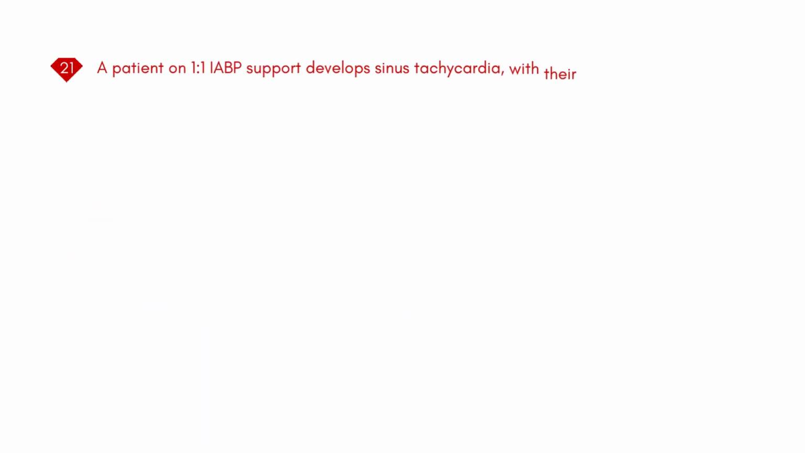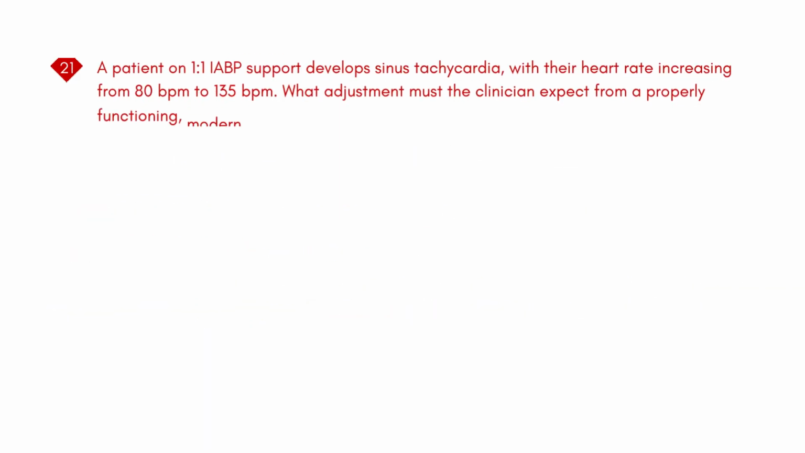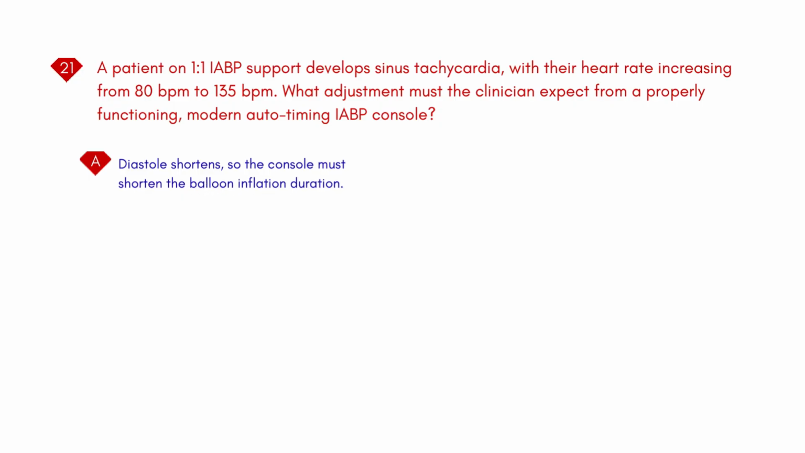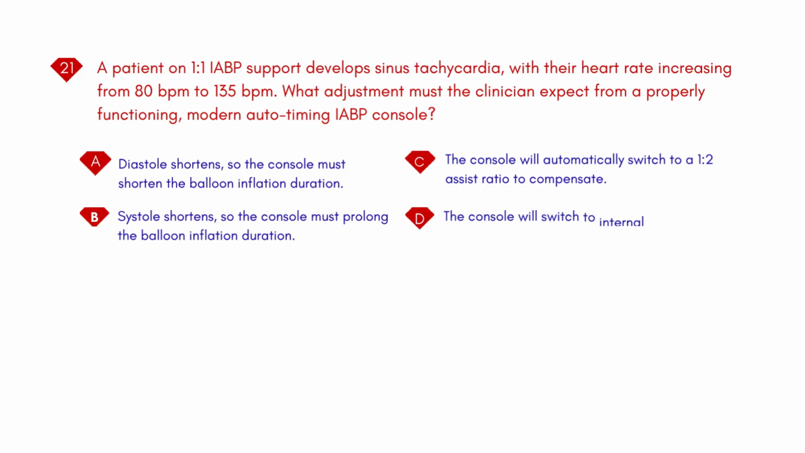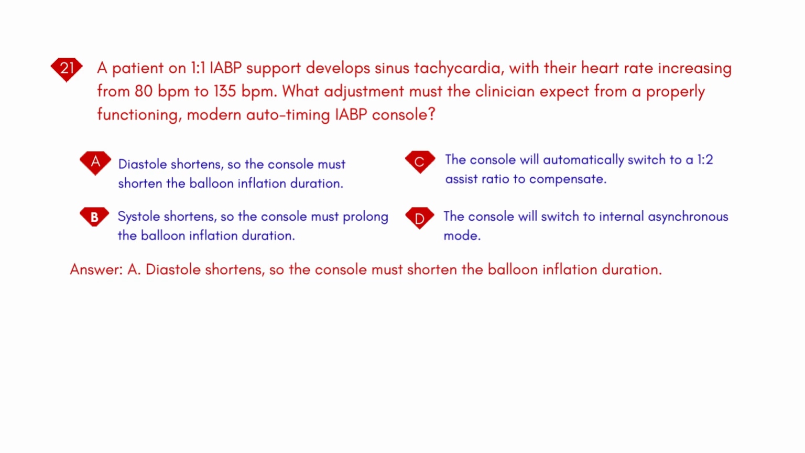A patient on IABP support develops sinus tachycardia, with their heart rate increasing from 80 bpm to 135 bpm. What adjustment must the clinician expect from a properly functioning, modern auto-timing IABP console? A. Diastole shortens, so the console must shorten the balloon inflation duration. B. Systole shortens, so the console must prolong the balloon inflation duration. C. The console will automatically switch to a 1:2 assist ratio to compensate. D. The console will switch to internal asynchronous mode. Answer: A. Diastole shortens, so the console must shorten the balloon inflation duration.